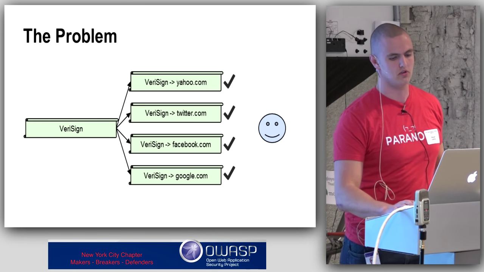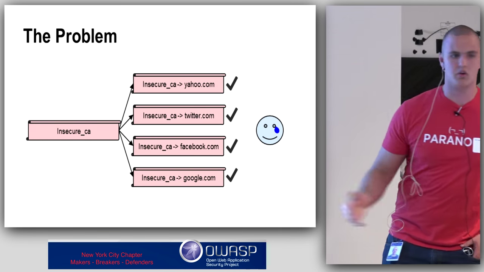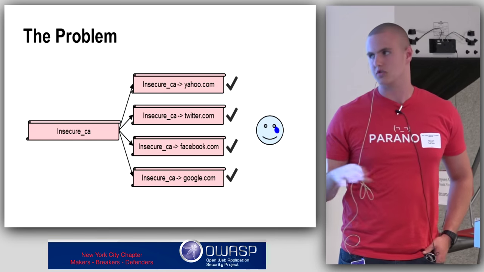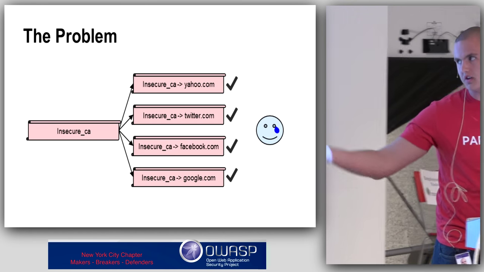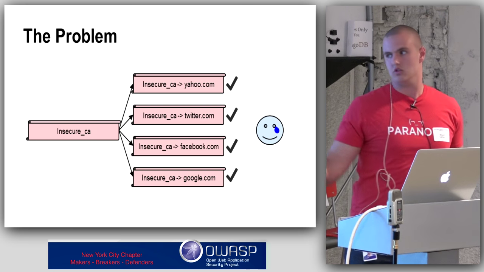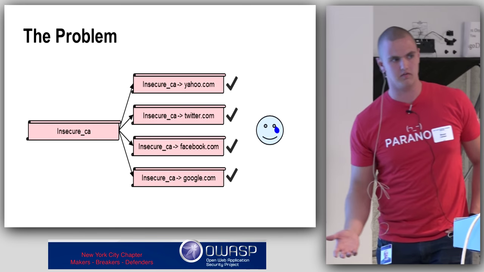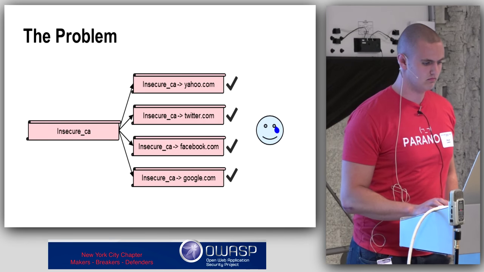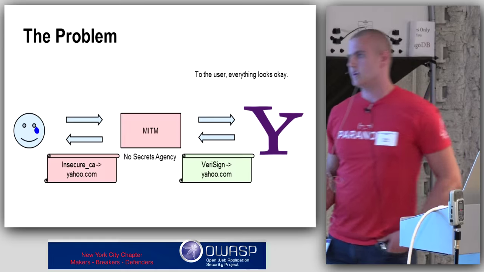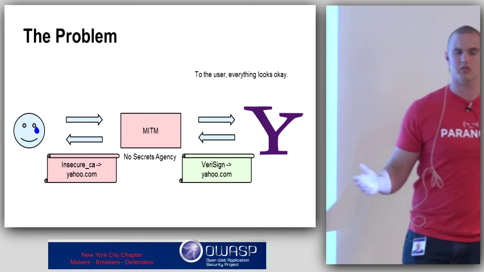Well, the problem with this is, you believe all of your top-level certificates. That means if there is one of these top-level certificates that isn't as secure and maybe gets compromised, if they were to sign off on Yahoo, you would completely believe that because you trust the certificate. And you would also trust it if they signed off on Twitter or Facebook. You believe this because you trust this top-level certificate. And so if an attacker was able to compromise one of these certificates, this is the scenario that they would be able to exploit.